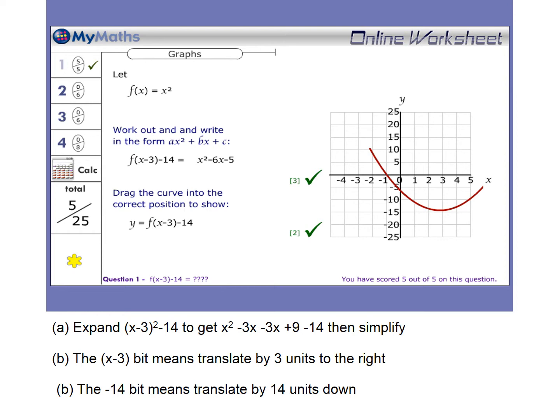And to find that in the form ax squared plus bx plus c, what we do is we do brackets x minus 3 squared minus 14. We expand that out, simplify it, and that will give us x squared minus 6x minus 5. So then dragging the curve into the correct position is relatively simple because all we've got to do is drag it 3 to the right and then 14 down.